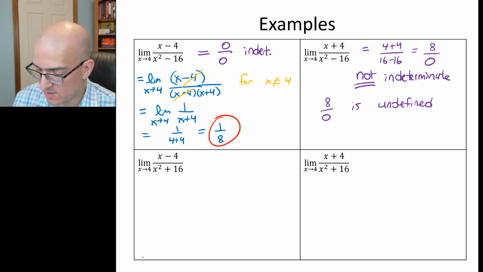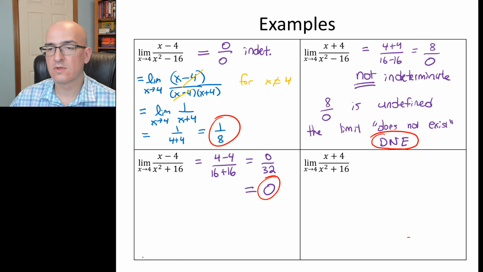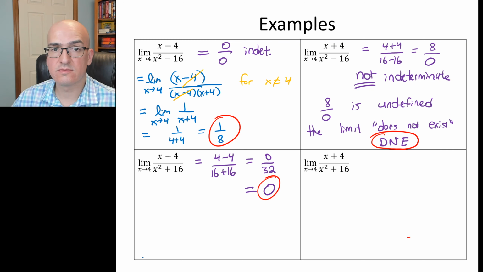Okay, let's go to the one on the bottom left now. Let's plug in 4. We get 4 minus 4 over 16 plus 16, which is 0 divided by 32. Now that's just 0. That's it. 0 pizza shared with your 32 best friends. Everyone gets nothing. You're allowed to divide 0 by anything except 0. So that's a number. That's not indeterminate. It's nice.